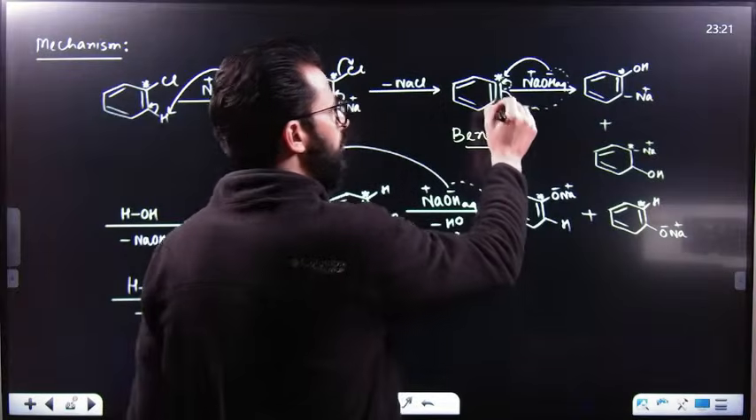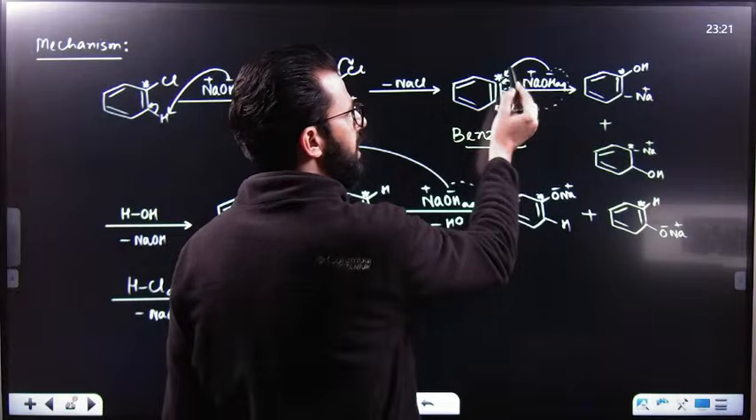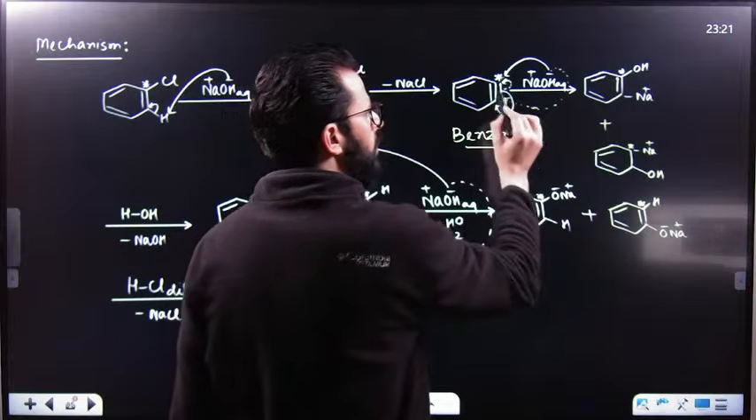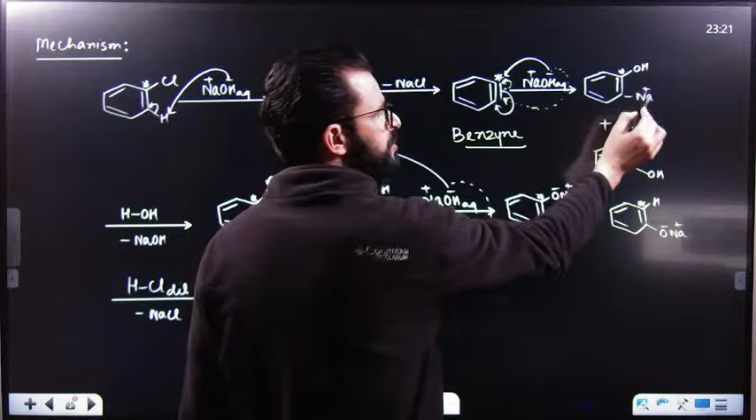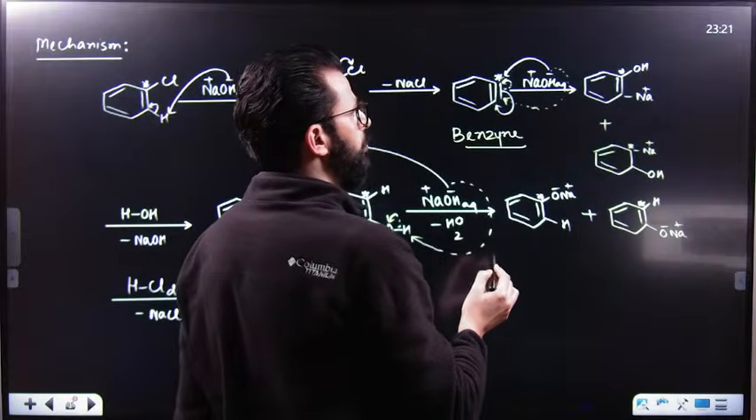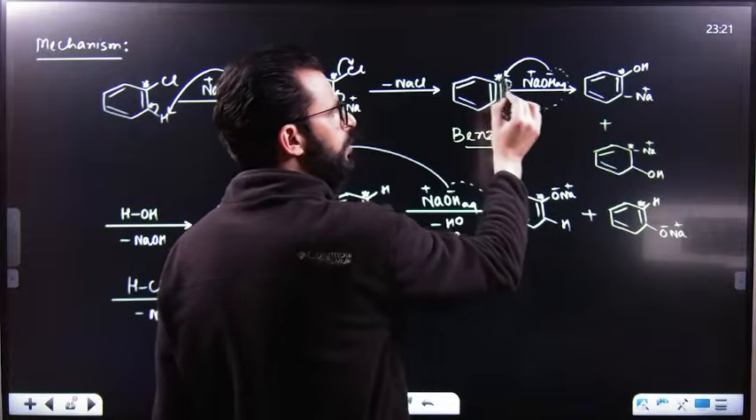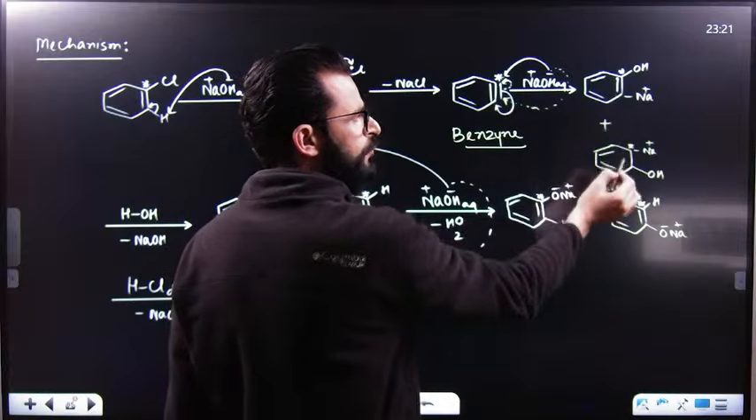Because of this pi bond, it becomes reactive. Now OH will attack either this position. If it attacks this position, OH will go here, pi electrons will go there, so it will become negative and Na positive will be there. Or it will attack this one and this pi bond will go there. So these two will be formed.